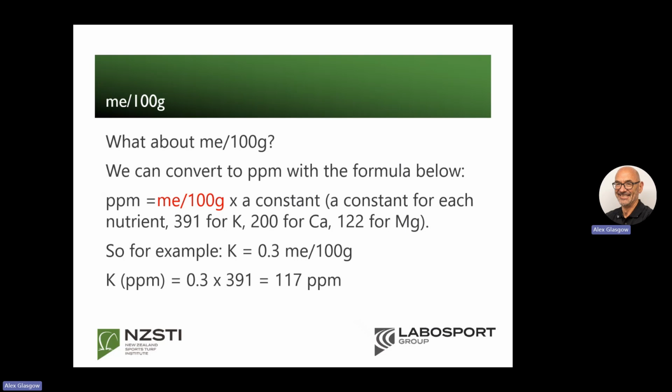I'm going to wrap it up there, and next time I will talk about how you can take these parts per million results and convert them into something more meaningful, which is kilograms per hectare. Once you start to talk in terms of kilograms per hectare, you can work out how deficient the soil is, and then work out a fertilizer amount to apply to correct that deficiency.